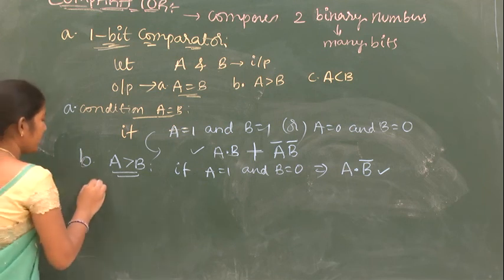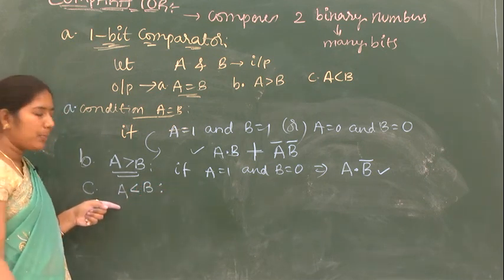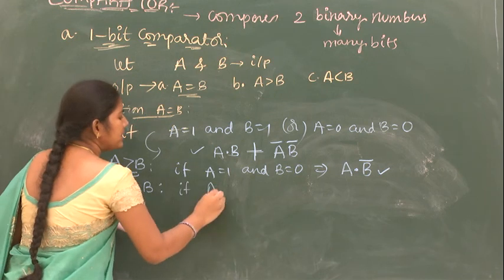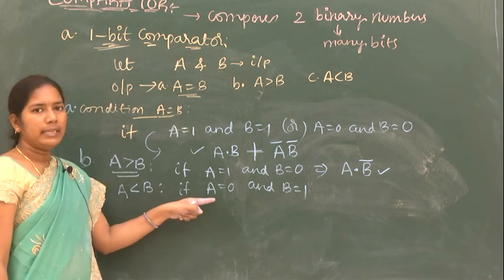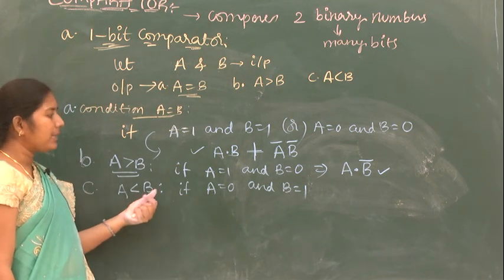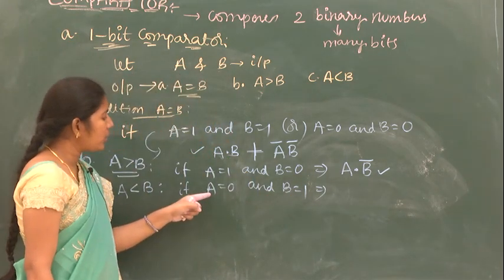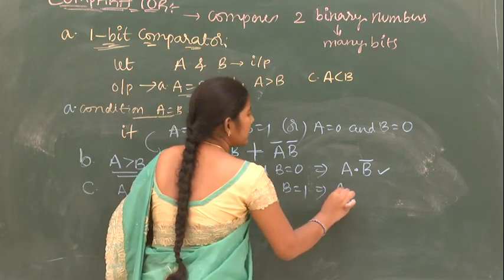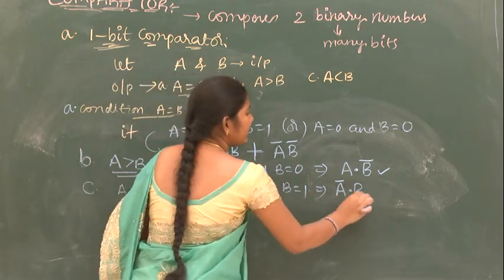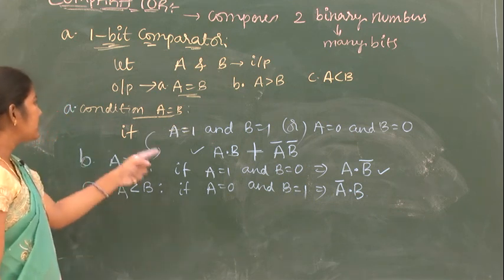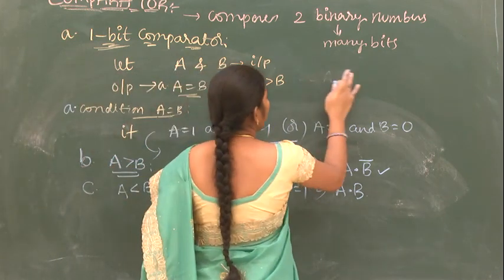Okay. Now, the third case is what? A less than B. The possibility for A less than B is if A is 0 and B is 1. A is 0 means obviously you can say that it is less than B because the B value is 1, right? So now the logic expression is what? A is 0, so consider it in complemented form, and B is 1, so uncomplemented form. Now I know the logic expression for all the cases. Once you know the logic expression, then we can develop the logic diagram, right?